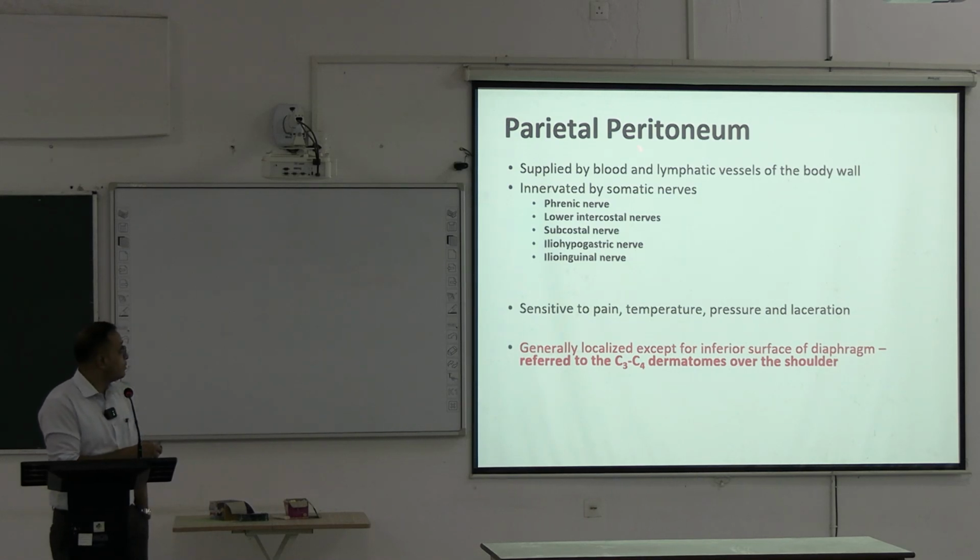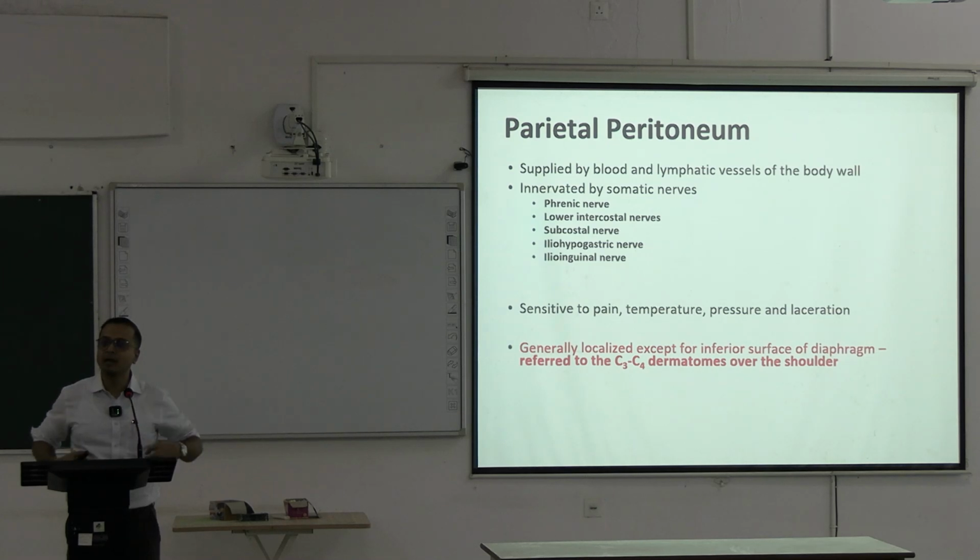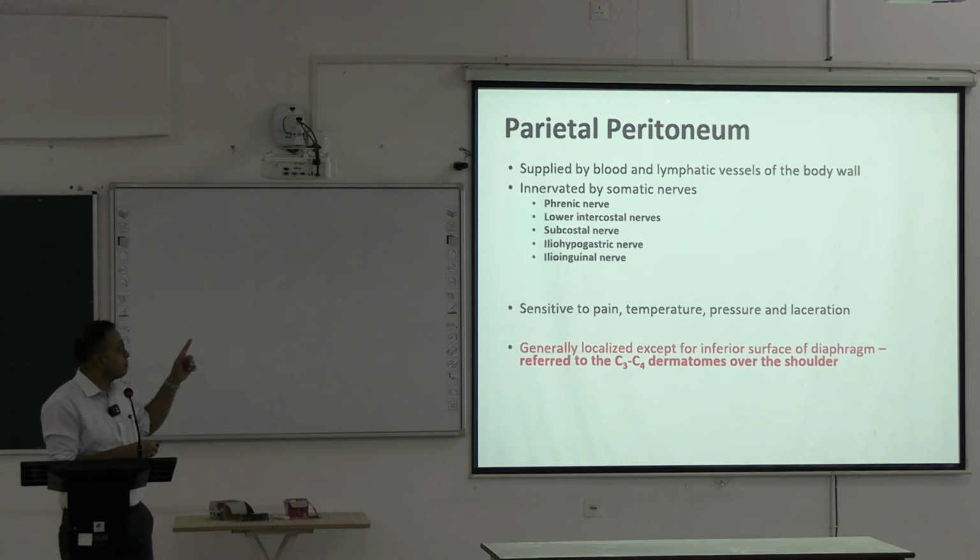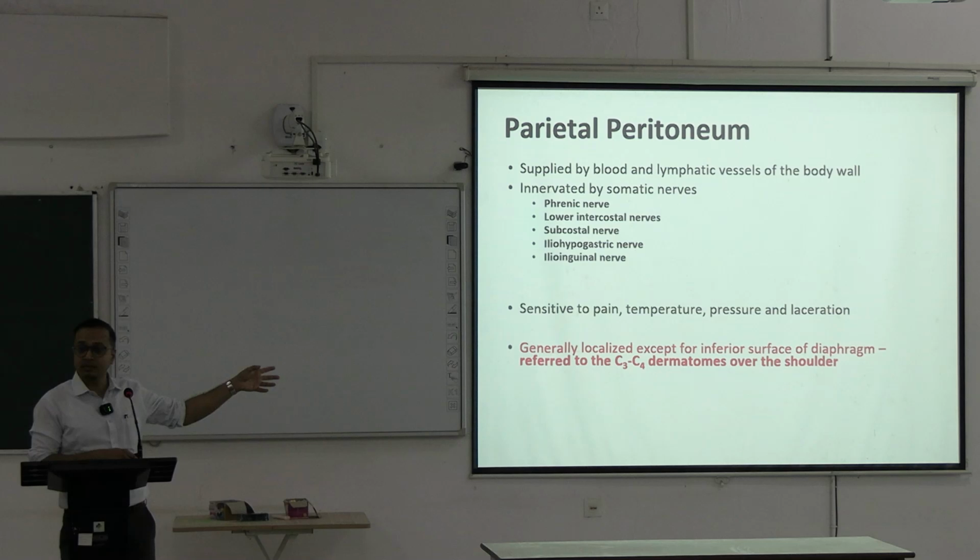This parietal peritoneum is supplied by the blood vessels of the anterior abdominal wall, the parietes. The lymphatics are likewise, and so is the nerve supply. It is sensitive to pain, touch, temperature and so on. That's why the parietal peritoneum is sensitive to pain.